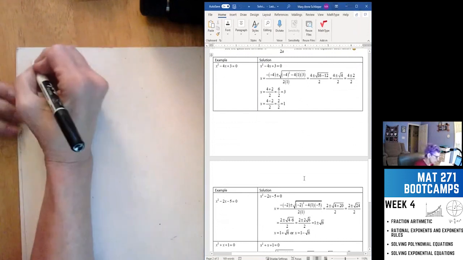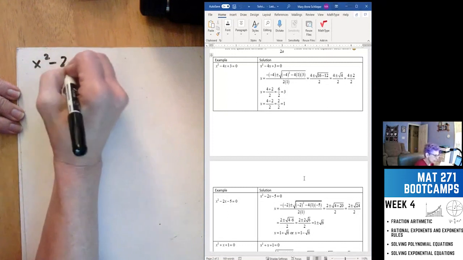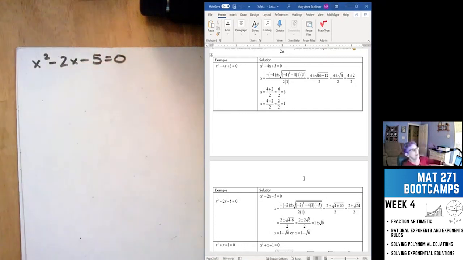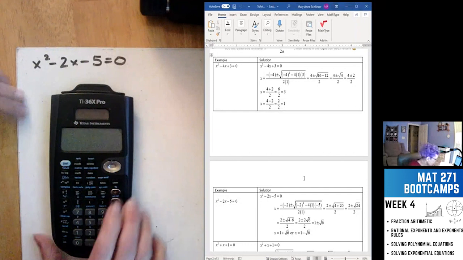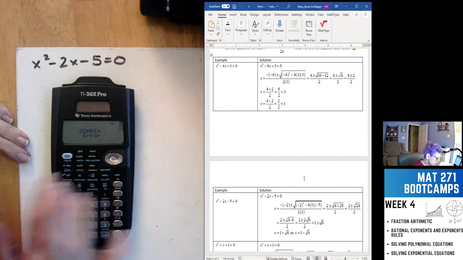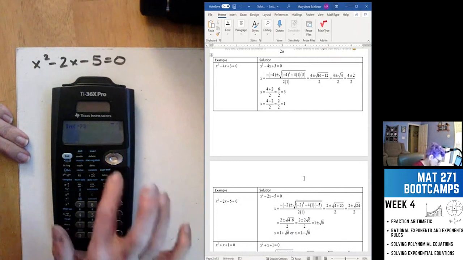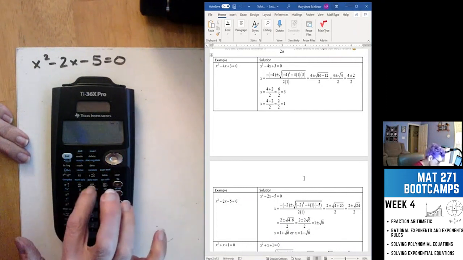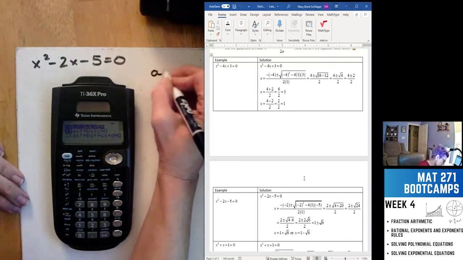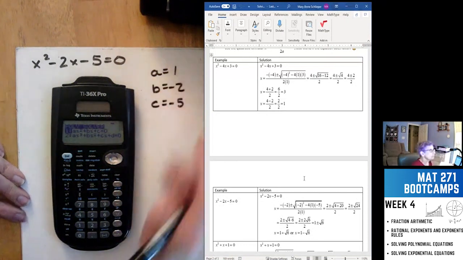You may have something that doesn't factor easily into nice friendly numbers. Something like x squared minus 2x minus 5 equals 0. And so you think to yourself, I don't know if this factors or not. I'm going to just plug it in to my calculator. Let's go to the polysolve button. So in this one, a is 1, b is negative 2, c is negative 5.